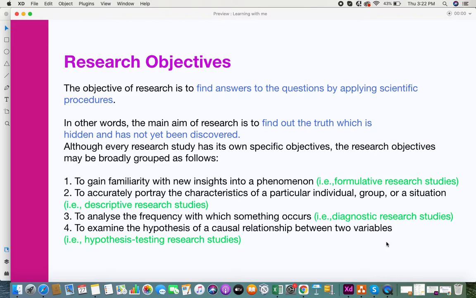So these were all the different objectives of research. I hope this was a little informative. I thought it would be a little informative for you, to understand why we do research and what are the different types of research that we as product analysts or business analysts do.